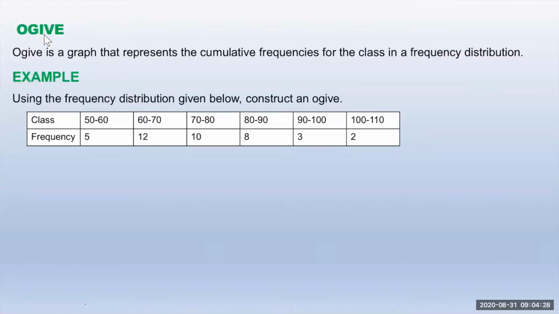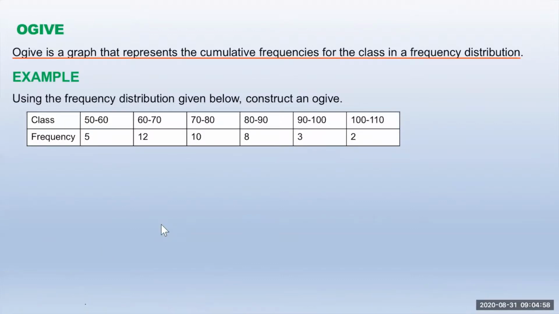Next graph is called ogive, O-G-I-V-E. Ogive is a graph that represents the cumulative frequency for the classes in a frequency distribution. So it is the graph of the cumulative frequency. And when you plot the graph, here we have the grouped frequency distribution, so we use the midpoint. Here also we use the midpoint.